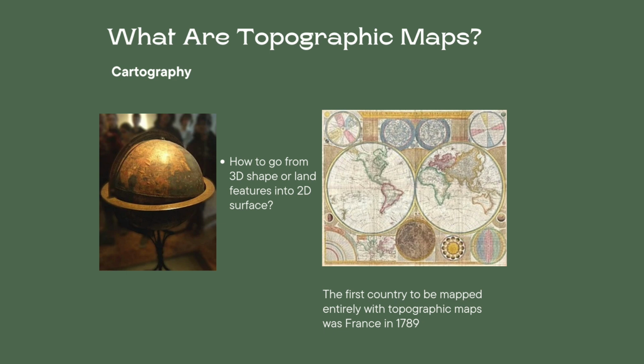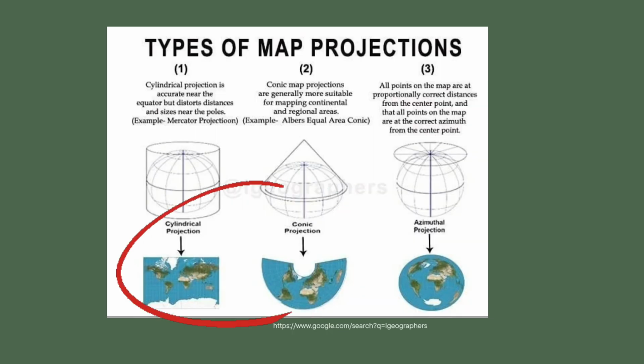Now, how to go from a 3D shape to a 2D surface? It's very complicated to represent the Earth on a 2D plane, maintaining all its proportions, scales, and features. Earth's surfaces must be projected into shapes that can be represented on a 2D surface. For this, we have a lot of types of projection, but the most used are cylindrical projection and conic projection.